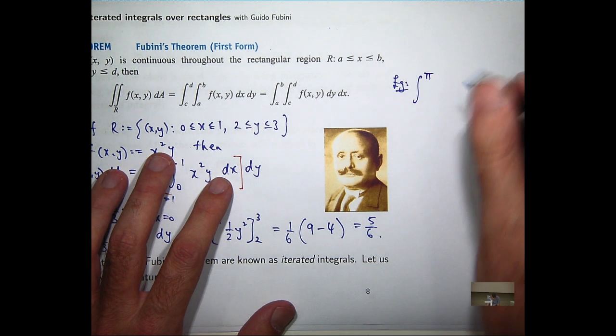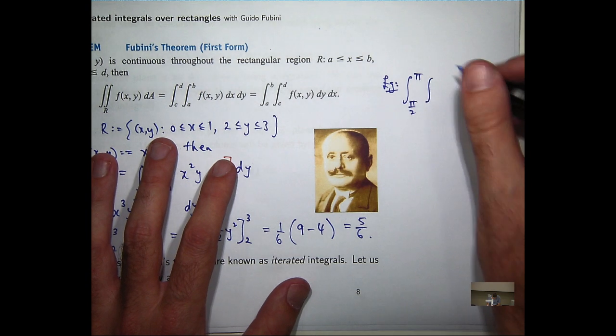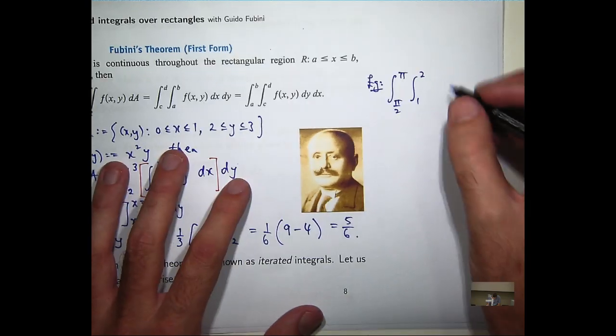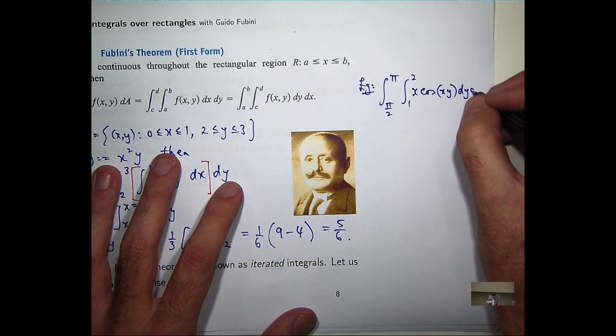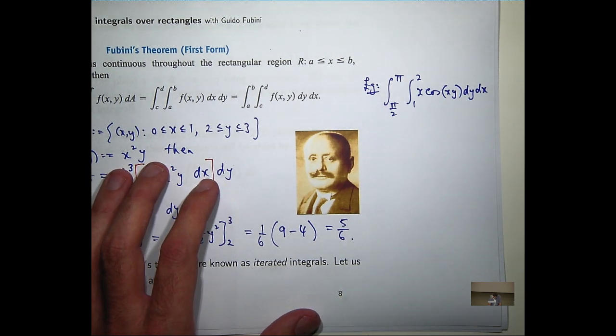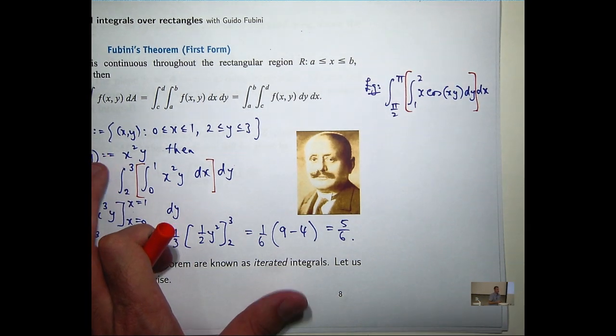Let's do something else. Here's another one. Now, sometimes you're given the iterated integral to start off with. So here we're integrating x cos xy over the rectangle y between 1 and 2 and x between pi on 2 and pi. So again, let's just draw in the brackets.